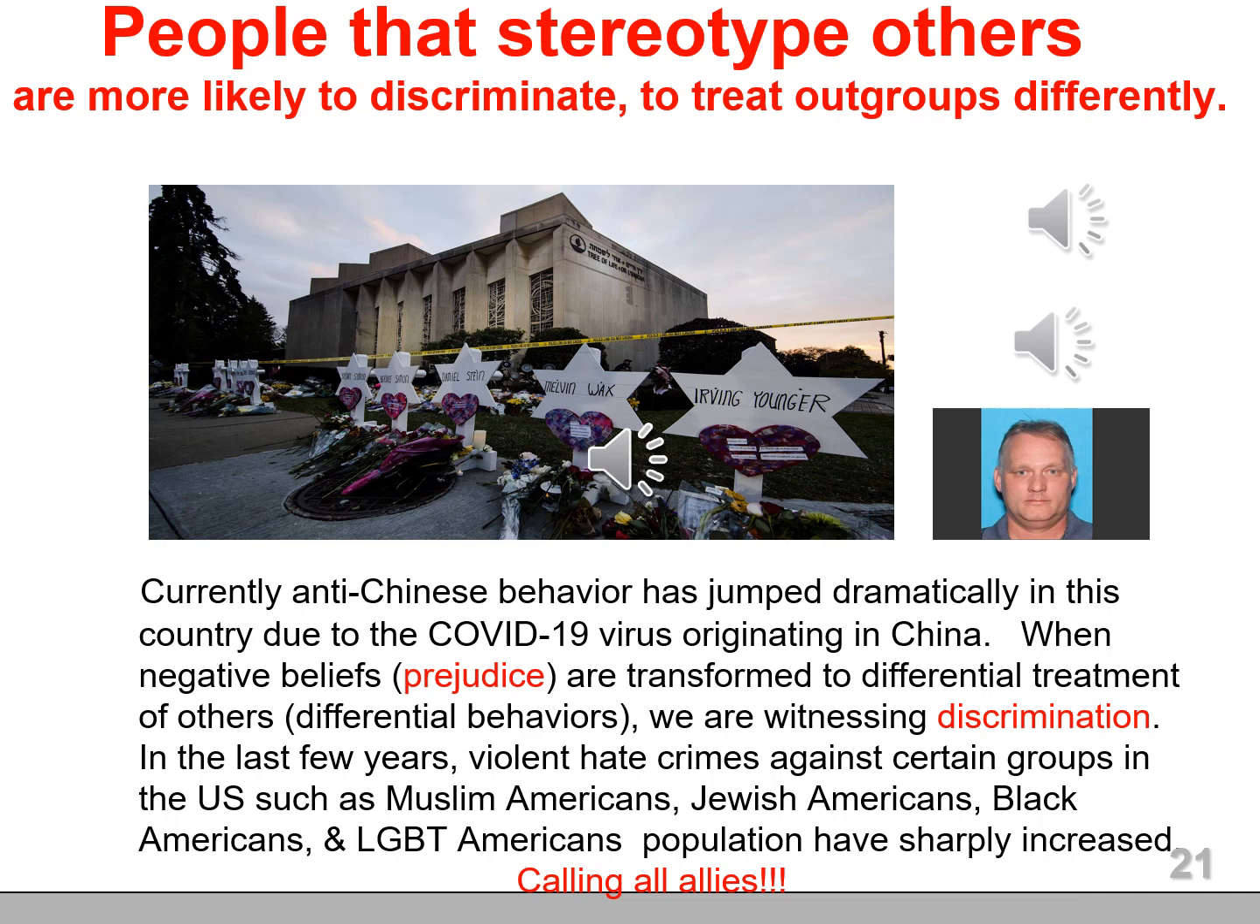Unfortunately, it was not difficult to find images of hate crimes. This particular picture was taken from the Tree of Life Temple. It was the site of a mass shooting back in 2018. 11 people were killed and 6 were wounded. The perpetrator, shown on the right, was Robert Bowers.